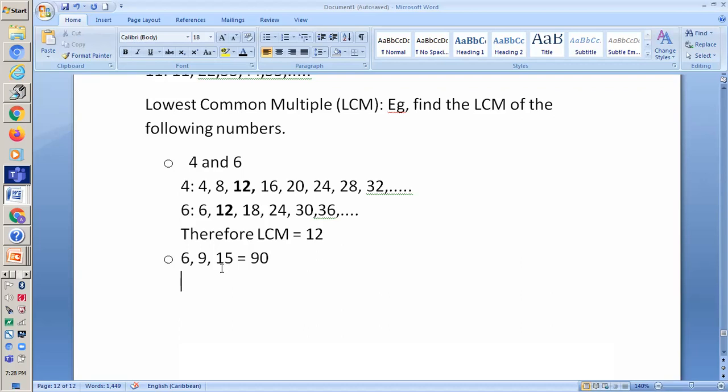Find the LCM of 2, 3, 5, and 8. One. One will be the lowest common factor. You follow? Okay, sir. Yeah.